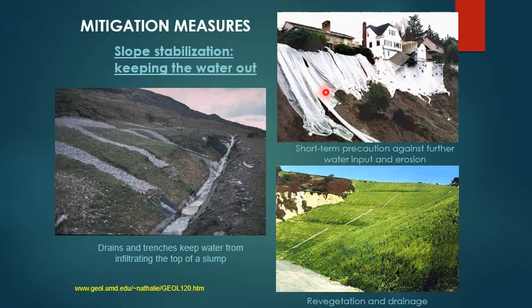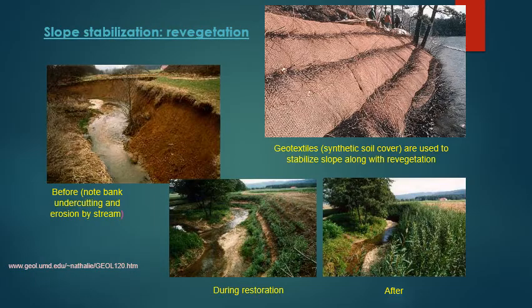Another short-term precaution against further water input and erosion is using this special type of textile called geotextiles. Or you can also do revegetation and at the same time improve the drainage of the slope by installing drains and pipes and canals. This is a combination of revegetation and drainage. Further, this slope stabilization utilizes revegetation as a technique.